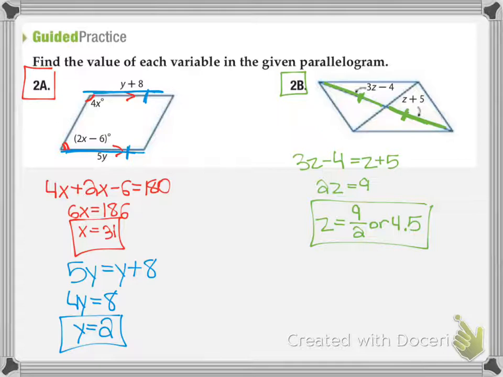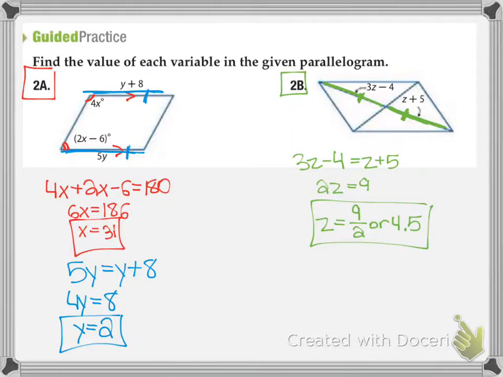So those are applying the properties of those parallelograms. It's not too bad. What we'll do tomorrow is we'll look at a few proofs involving those parallelograms. Why do we know, for instance, that opposite sides are congruent? Why do we know that diagonals bisect each other? Things like that. So we'll look at those.